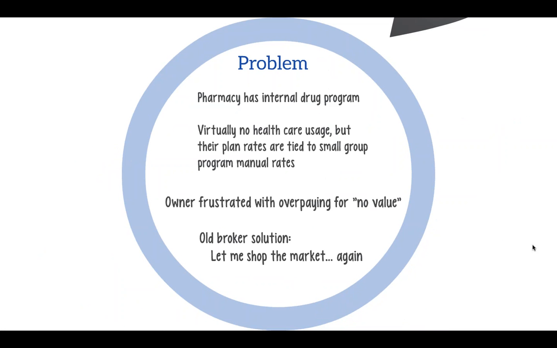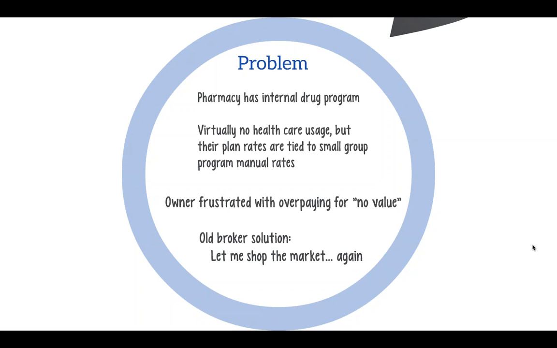The problem with their conventional 80% reimbursement plan that was being shopped repeatedly is that the pharmacy has an internal drug program, meaning that they have opportunities for their employees on a wholesale basis to make purchases. So their plan had virtually no healthcare usage. As we know, conventionally, we're looking at probably 70% of healthcare costs or prescription drug costs, and that usage simply wasn't there within this plan.